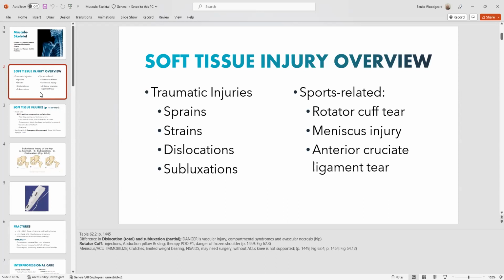Meniscus injuries and ACL injuries. Most of those types of injuries, like a rotator cuff tear, actually all of those, can be treated with outpatient surgery using scopes, usually. So meniscus and ACLs in the knee, those are called arthroscopies.